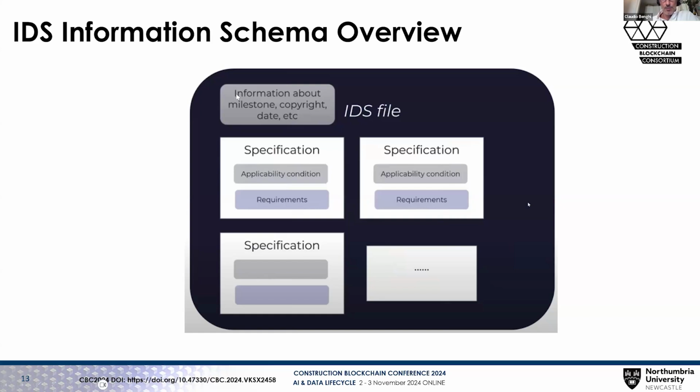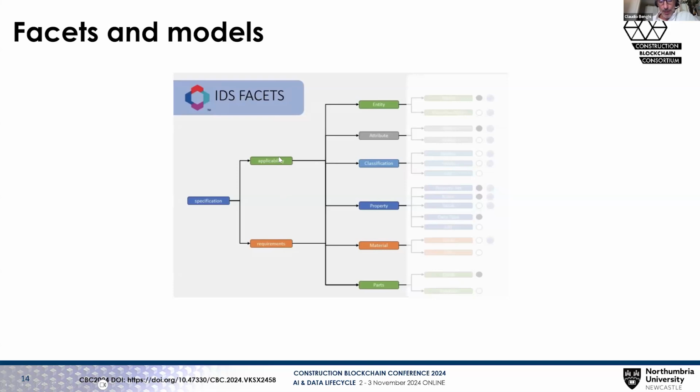It has a header that contains a bunch of information about milestones, copyright, dates, people responsible for it, versioning, and so on. And then a plain list of specifications, each of which has an applicability condition and a number of requirements. So both applicability and requirements are data-based, so are triggered on the grounds of information on data that is available within the model. And they rely on the same data analytical tools to be executed. So both applicability and requirements rely on what we call facets.